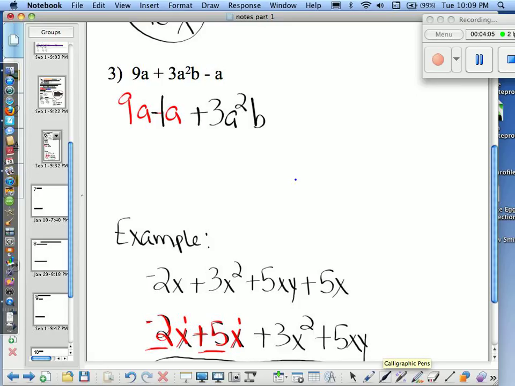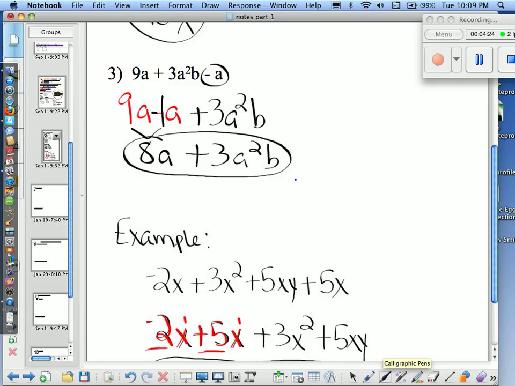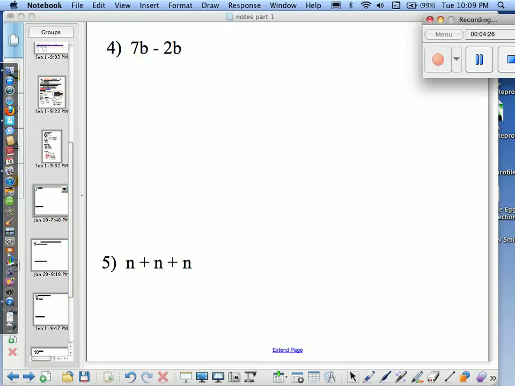Okay, we move this whole term with it because we could not change the value of it. So we've got 9 minus 1 to give us 8, and then we keep the a to the first the same. This is not a like term, so we just keep it and we're done. So you can go ahead and try these two problems now, and then we can check it with me.